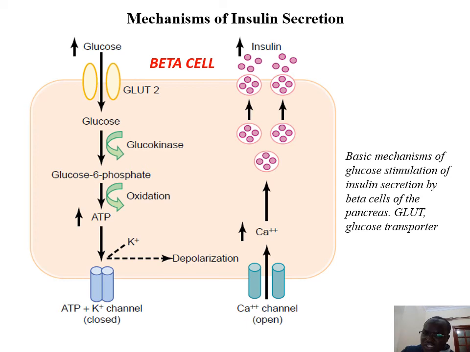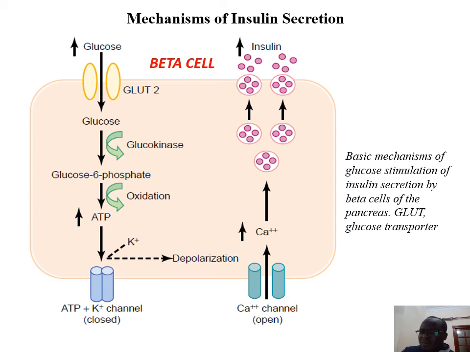When they are closing, it means that potassium is not leaking out of the beta cells, it's trapped within the beta cells. The potassium that is trapped within the beta cells will cause depolarization of the membrane because you have so much of this potassium trapped inside of the cell. The potassium can't leak out of the cell, and the cell is gaining positively charged ions. So that will bring about depolarization of the membrane.